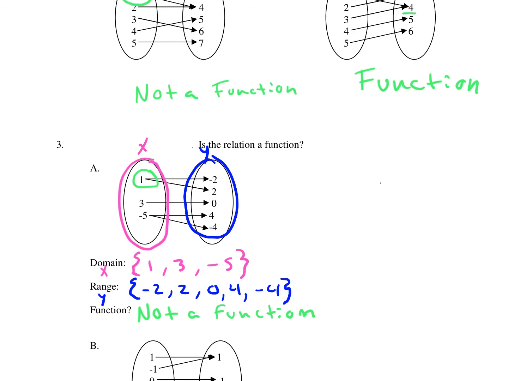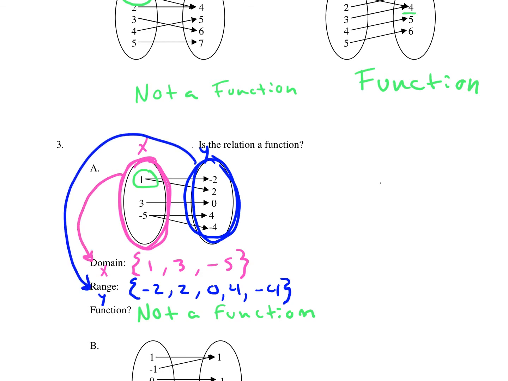For these, this was 2.1, so the first section in chapter 2. The first numbers are our x's, the second numbers are our y's. All the x's are in your domain, all the y's are in your range. To determine if something's a function or not, if I have 2 numbers coming out of one x value, this would be not a function. Not a function.